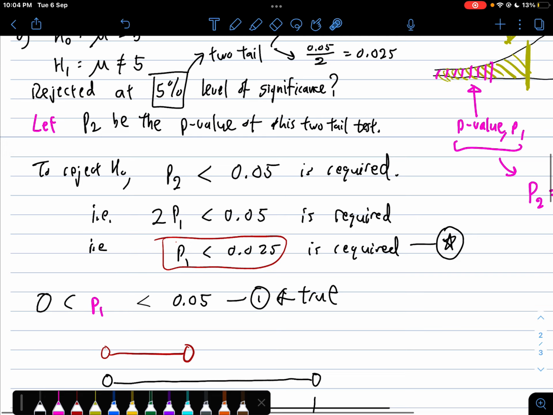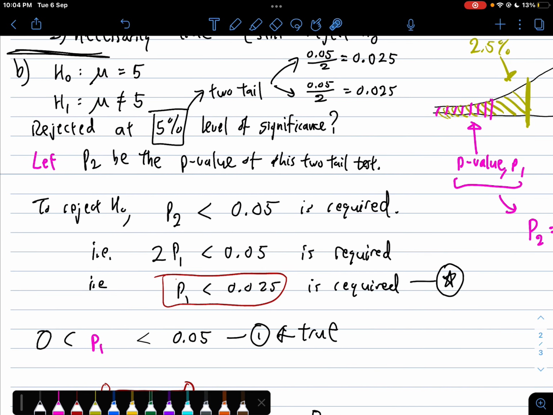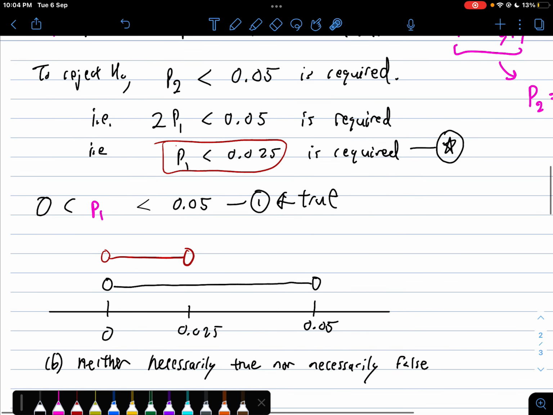However, over here, when you change it to a two-tail test and you try to check 5%, you realize that you're trying to compare with a 2.5% on the left, which is not necessarily true. Sometimes it will be true if your P1 less than 0.05 was somehow maybe 0.01, then it will be possible that it satisfies the requirement as well. But other times it could be something bigger than 0.025, less than 0.05, which means that it doesn't satisfy the less than 0.025 requirement. So this is neither necessarily true nor false.